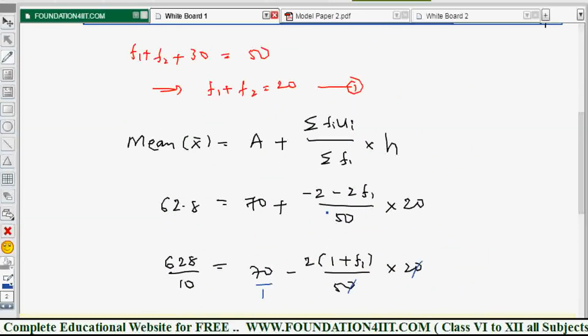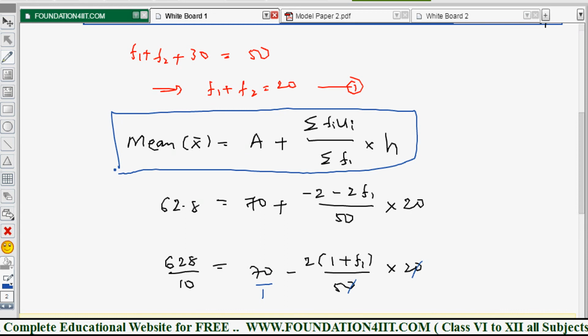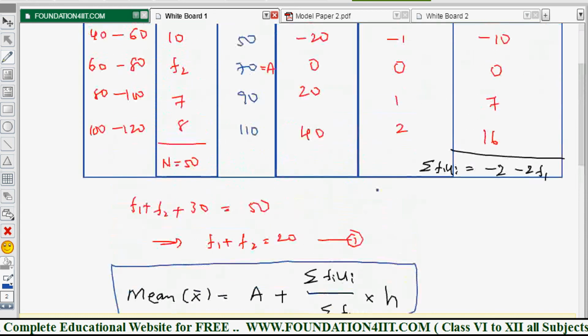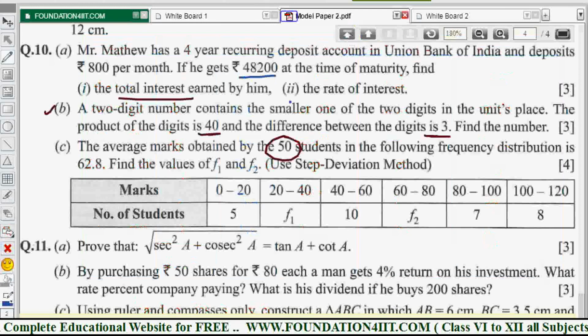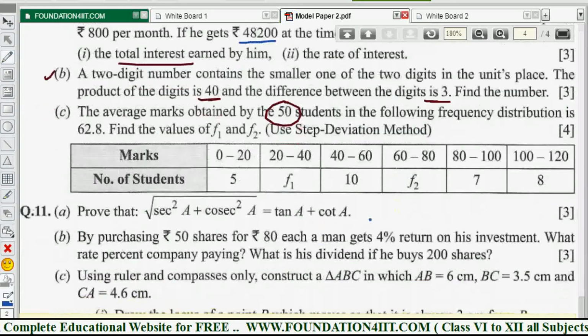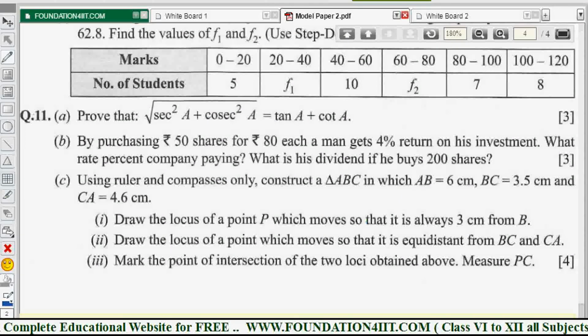So this is the method. We need to remember the main formula and the table, what columns you need to take. This is the problem to find the mean when some frequency values are missing. Now let us see the 11th question and solve these problems.